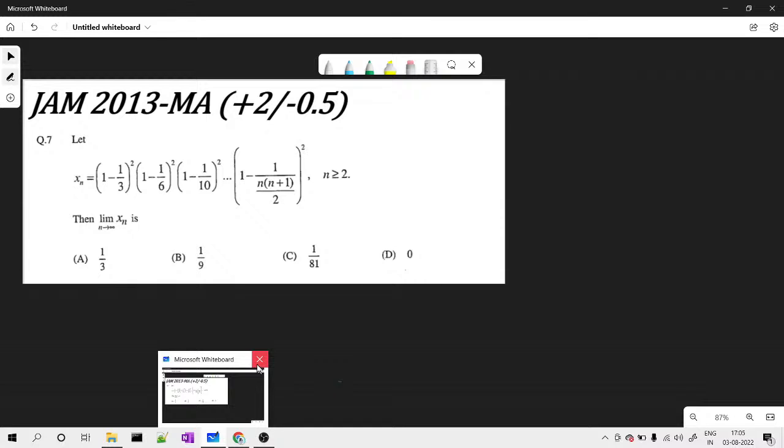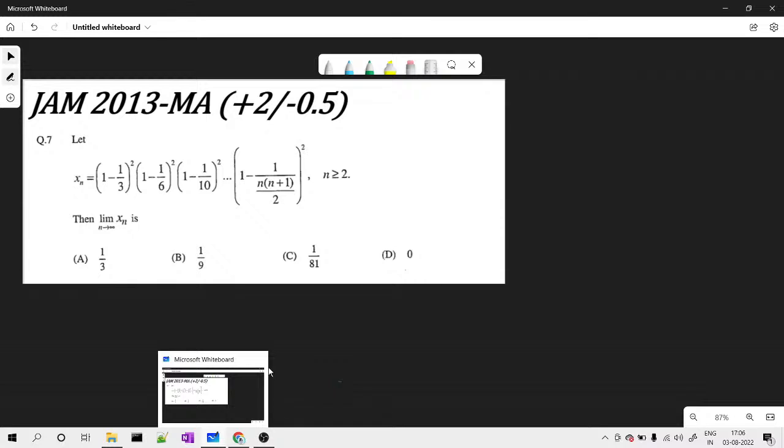The given sequence xn is nothing but the product of 1 minus 1 by 3 square, 1 minus 1 by 6 square, 1 minus 1 by 10 square, and so on, up to 1 minus 1 by (n plus 1 by 2) the whole square. What we have to do is find out the limit of this sequence.